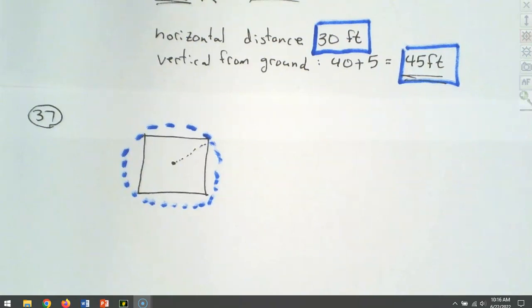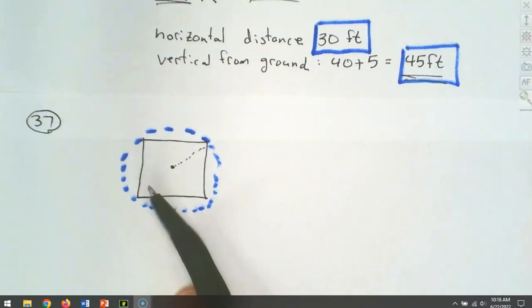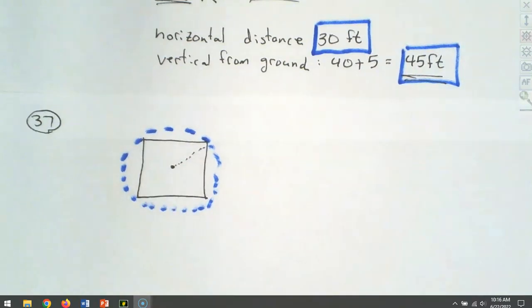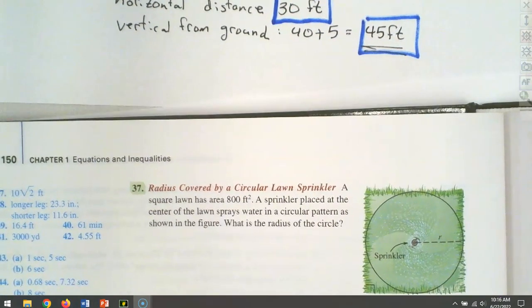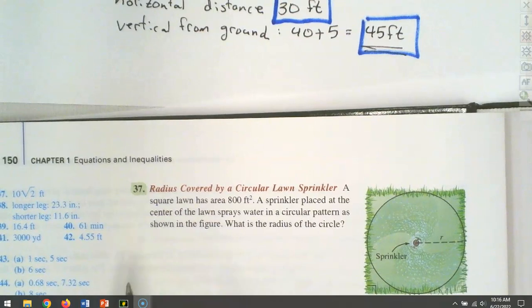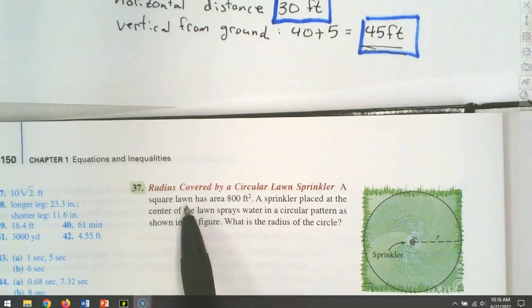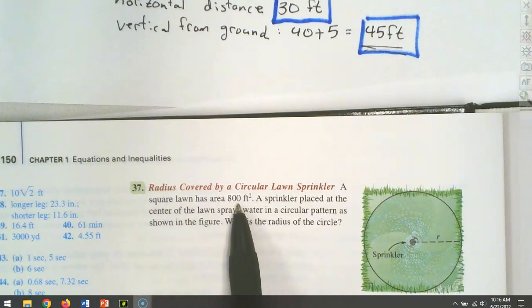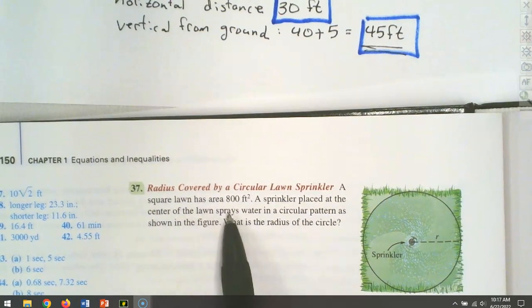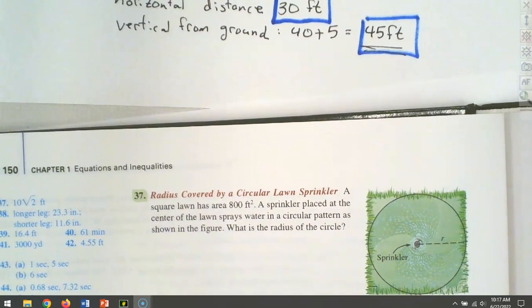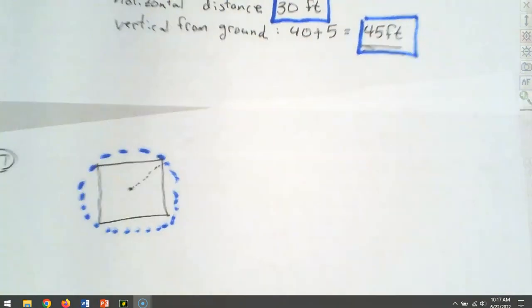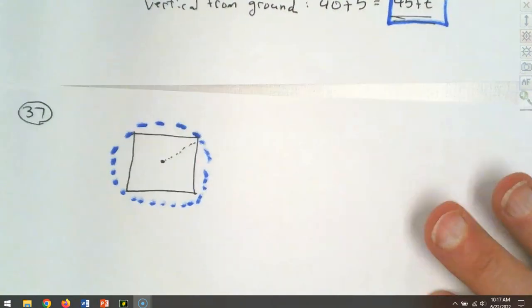But now let's read the question. Our diagram is going to look like this instead of the one that they have. So a sprinkler is placed in the center of a square lawn, and the lawn has an area of 800 square feet. The sprinkler is placed at the center so that it sprays the water in the circular pattern as shown. What is the radius of this circle? Ours is different. Ours looks like this. Now everything else is going to be the same.